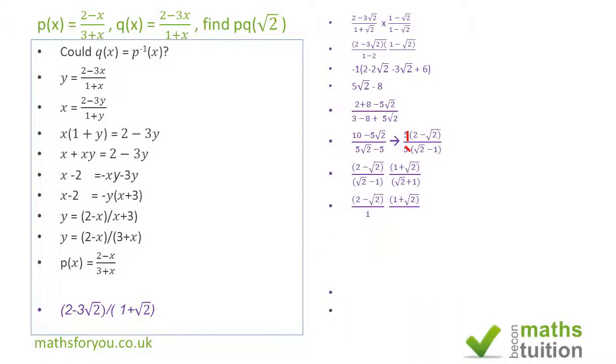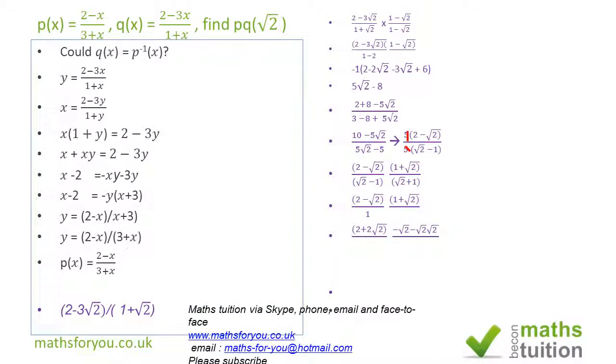Okay, and now we open up the brackets for the numerator, and we end up with 2 plus 2 root 2 minus root 2 minus root 2 times root 2. Now root 2 squared is 2, so 2 minus 2 will cancel out. So we now have that 2 root 2 minus root 2, similar to saying 2x minus x. 2 root 2 minus root 2 gives me root 2. And that's the answer. So that confirms what we did for the first method.